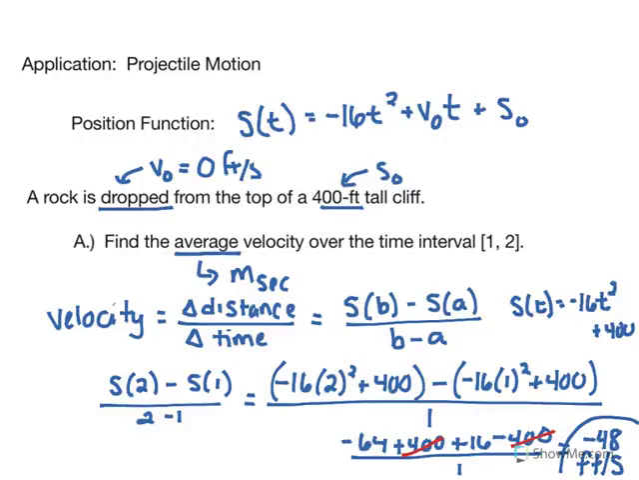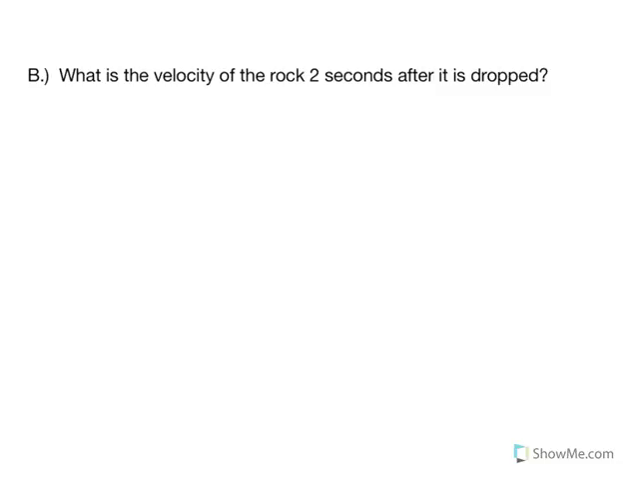The question now becomes, how do I find instantaneous velocity? So what's the velocity of the rock 2 seconds after it is dropped? If there's only one time given, that means I need instantaneous rate of change. Since I need an instantaneous rate of change, that means I need a derivative.